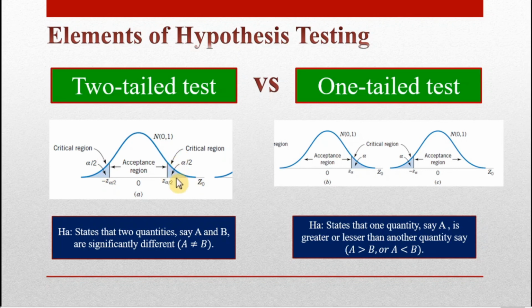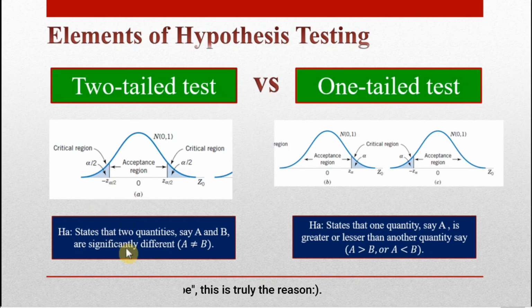That is because our test statistic is said to be significantly different from the hypothesized value if it is too far from that hypothesized value. So meaning it could be very low or very high, so the critical region is found here and here. Because of that, we are dividing alpha into 2.